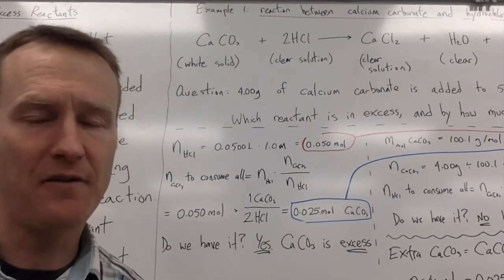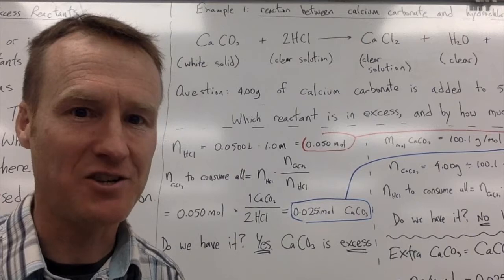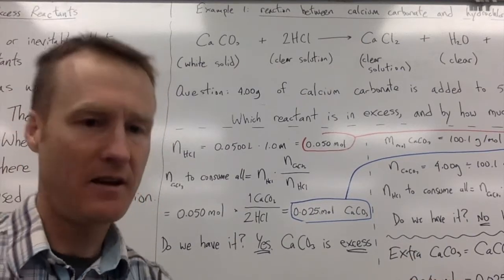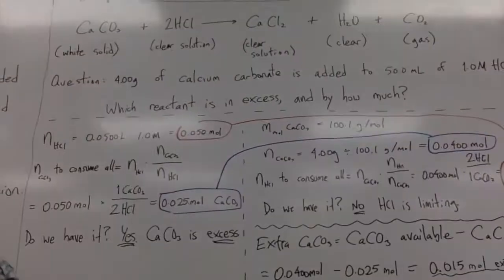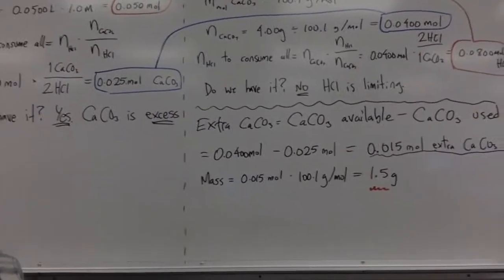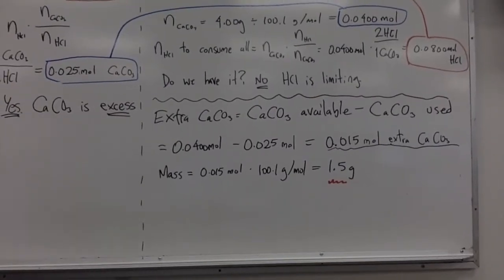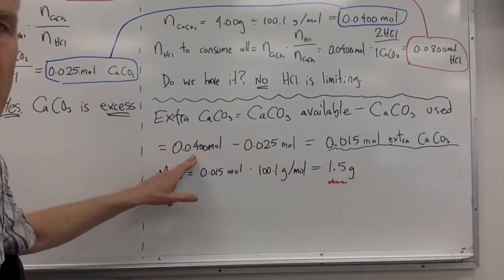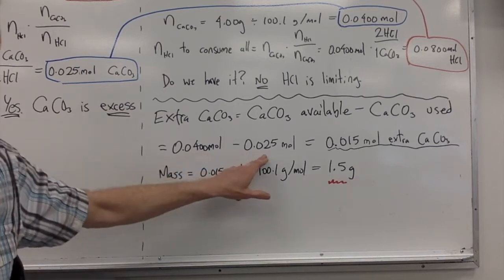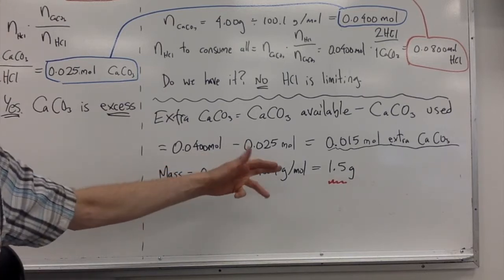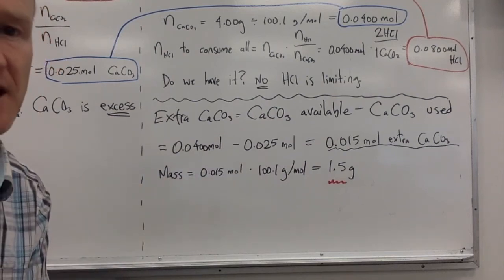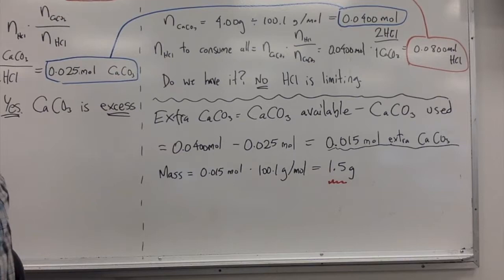The next question that is often going to be asked is, by how much extra do we have? And here we do a simple subtraction problem. And here it is explored at the bottom right here. The extra calcium carbonate there equals the calcium carbonate that was available in the first place minus what was used. So in this case, we have the 0.04 moles was available, 0.025 moles was consumed by the HCl, means we have 0.015 extra moles of calcium carbonate left over.